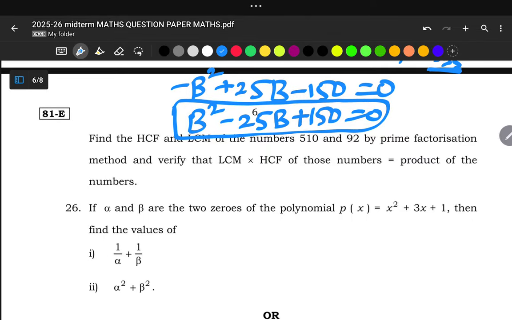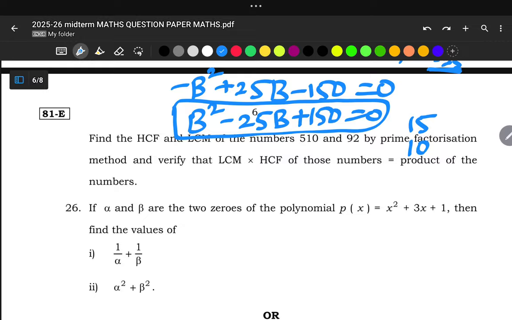Now find the value of b. See, by multiplying 15 and 10 we will get 150, and by adding 15 and 10 we will get 25. Here the middle term is minus 25, so you have to take both numbers with a minus sign, then only it will become minus 25.